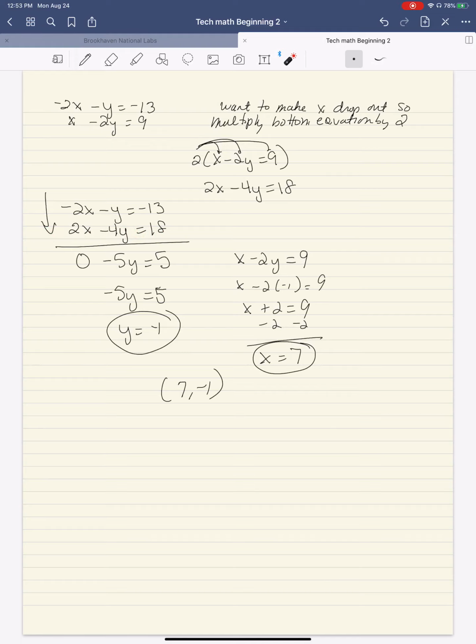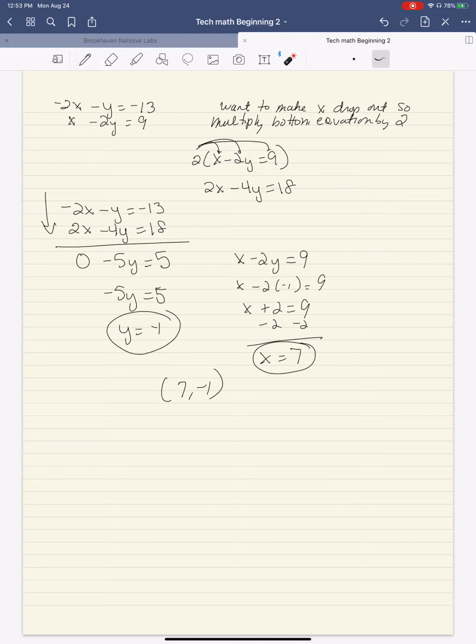And notice when I add vertically, minus 2 plus 2 gives me my 0. A minus 1 minus a 4 is a minus 5y, and negative 13 plus 18 is 5. So I get 0 minus 5y is a 5, minus 5y is 5. Divide by minus 5 on both sides, so you get y is a minus 1.